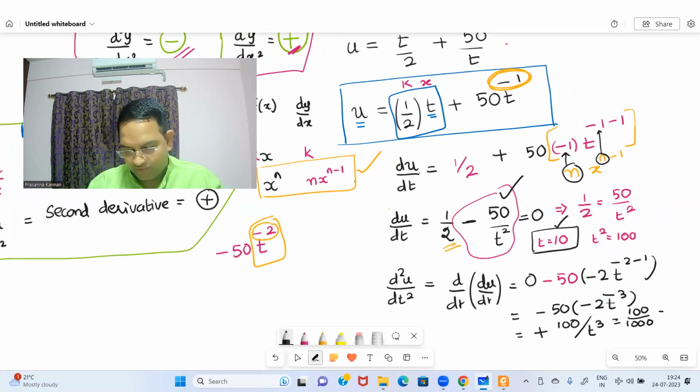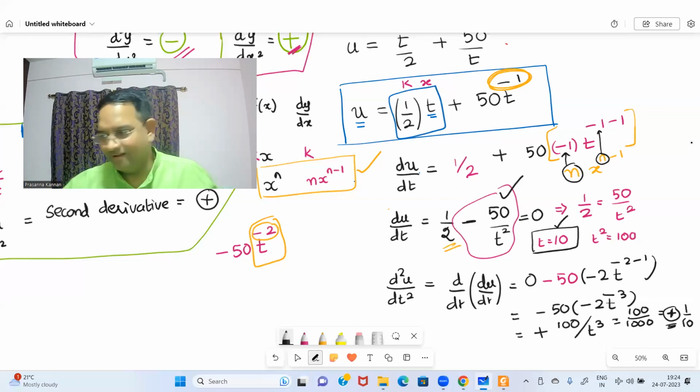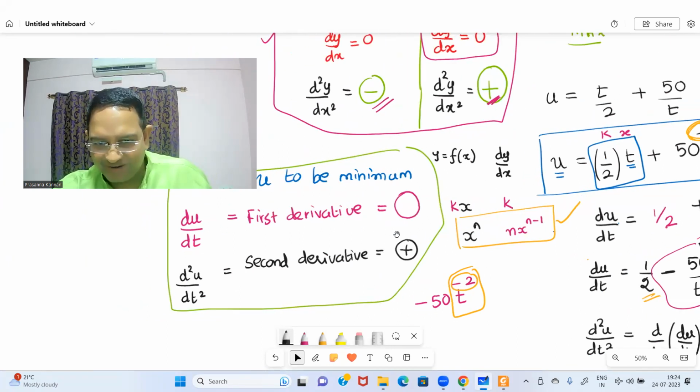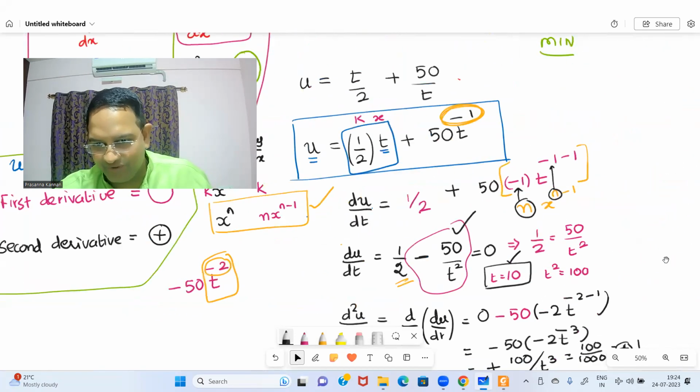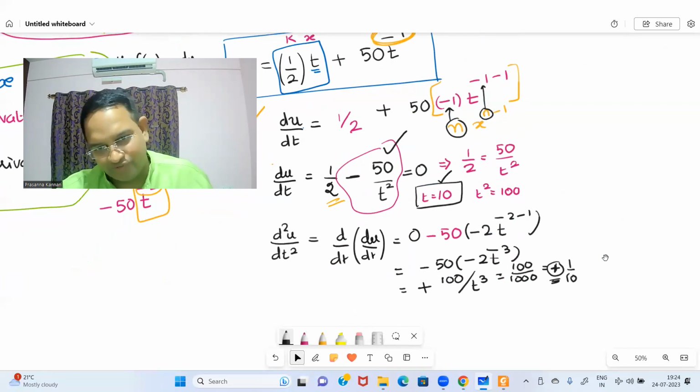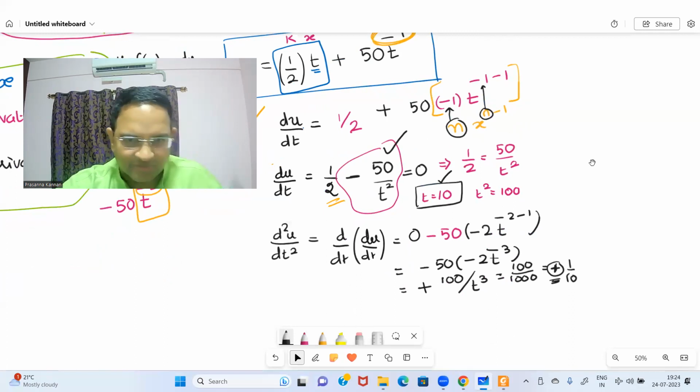1 by 10. The number is not important. What is important? Are you getting plus or minus? Plus. Therefore, definitely, beyond doubt, what is this point, maximum or minimum? Minimum, right? So for a function to be minimum, first derivative 0, second derivative positive. First derivative we equated to 0, we got t as 10, and we got second derivative as a positive number. Therefore, certainly this represents minimum value.